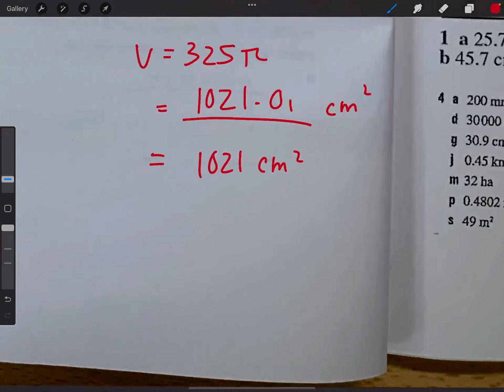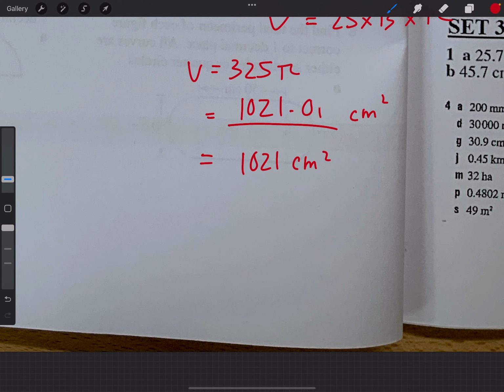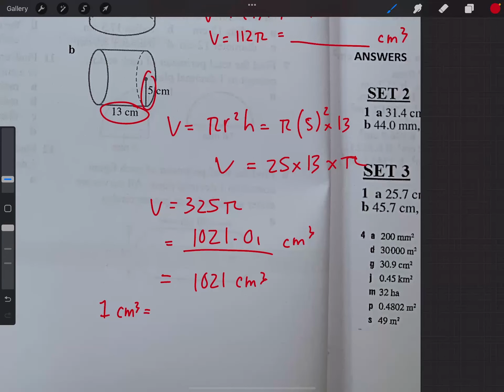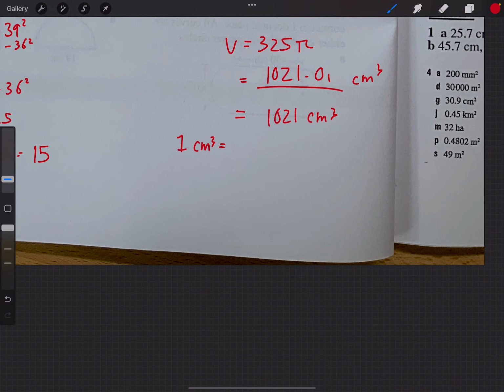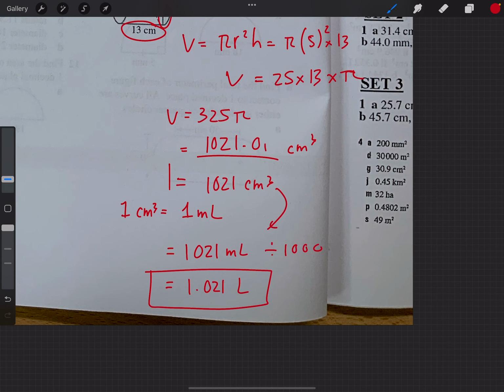Alright, so to find the capacity in liters, we just convert this into milliliters. Remember that 1 centimeter squared is equal to, cubes. This is all centimeters cubed, not squared. This is volume. Remember, 1 centimeter cube is equal to 1 milliliter. So this amount is going to be equal to 1021 milliliters, and then convert it to liters by dividing it by 1,000, and that's going to be 1.021 liters. There you go. There's your two answers.